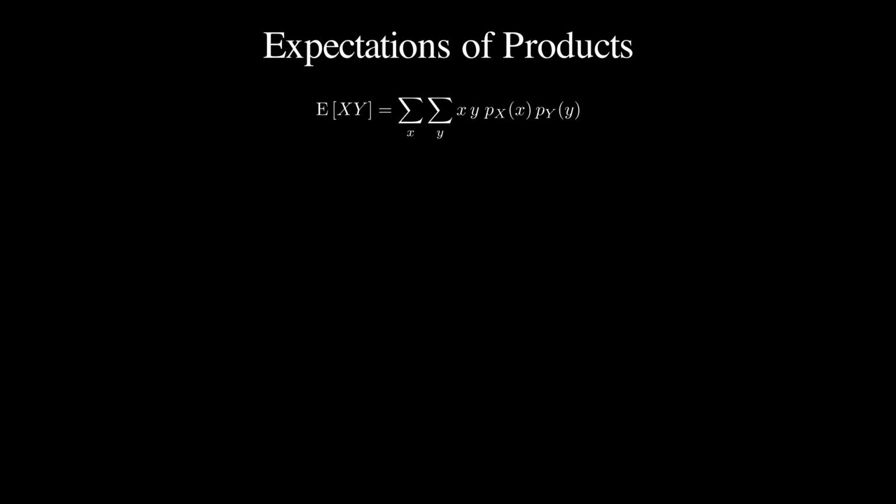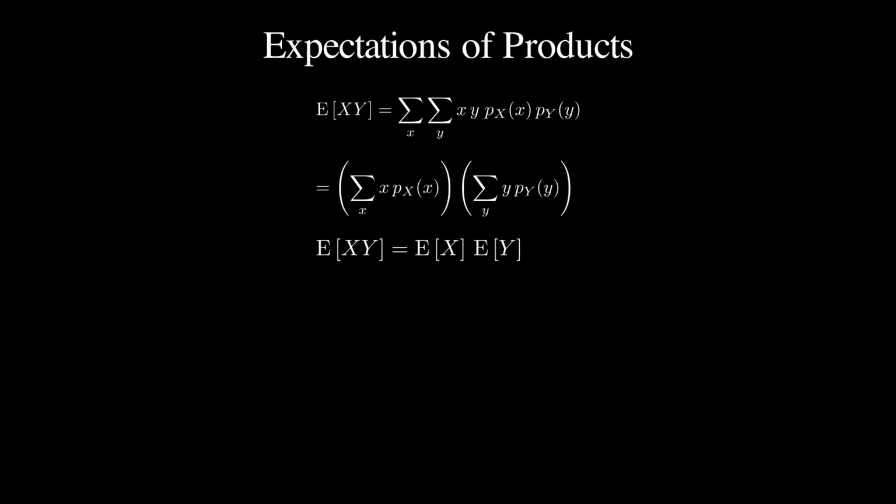Factored joints make expectations easy. Take the expectation of the product X times Y, a double sum against the joint. Substitute the factorization and the double sum separates: X terms with the marginal of X, Y terms with the marginal of Y. The expectation of a product of independent variables is the product of the expectations.